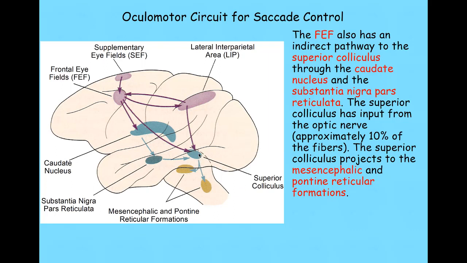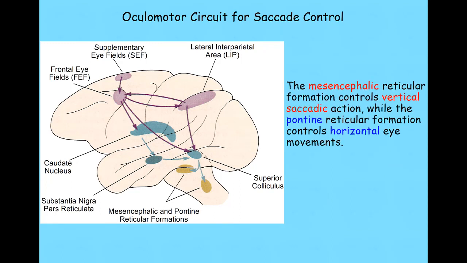The superior colliculus has projections down here and here into the brainstem to the mesencephalic and pontine reticular formations. The mesencephalic reticular formation controls vertical saccadic action. On the other hand, the pontine reticular formation controls horizontal eye movements. And so when the superior colliculus sends out signals, it's controlling the vertical and horizontal movement of the ocular muscles and hence controlling the saccade.